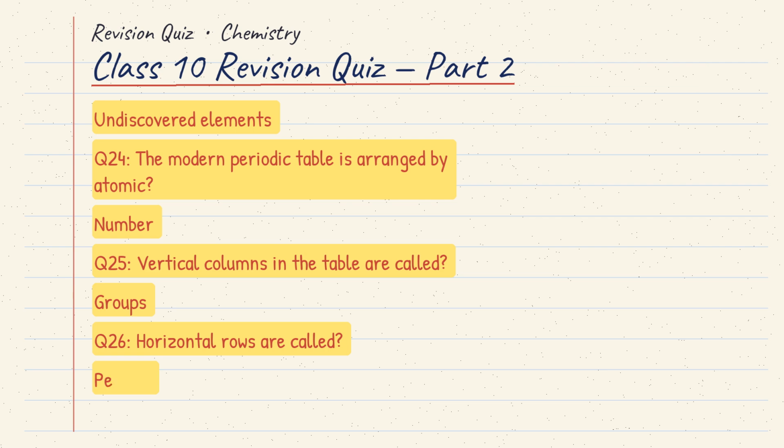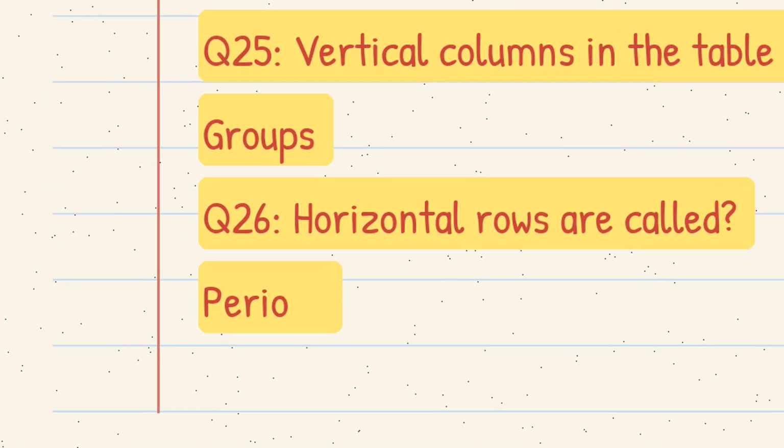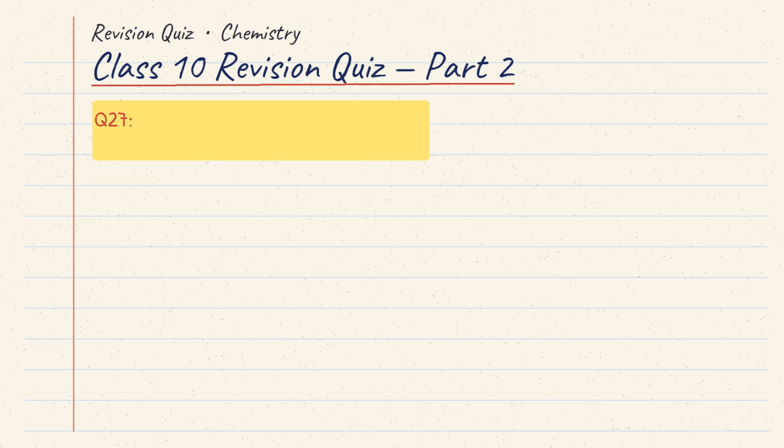The answer is periods. There are 7 of them. Question 27. Elements in the same group have the same number of?